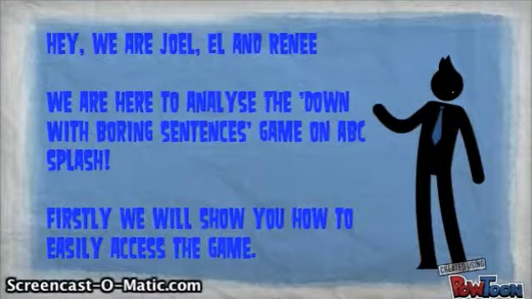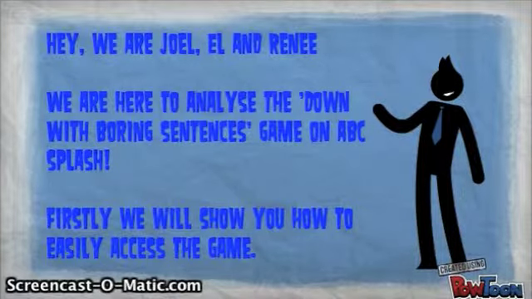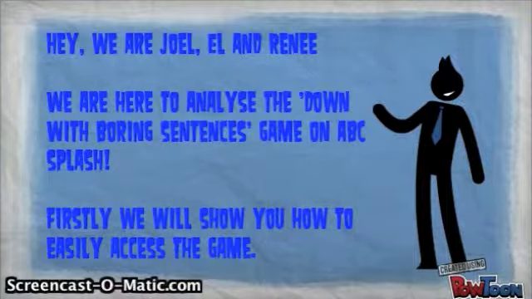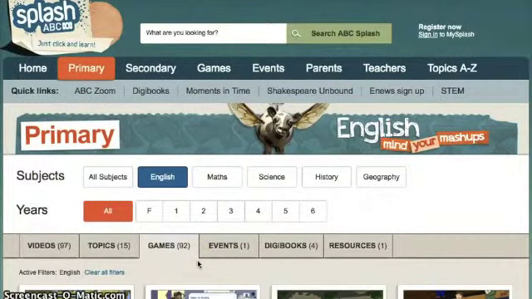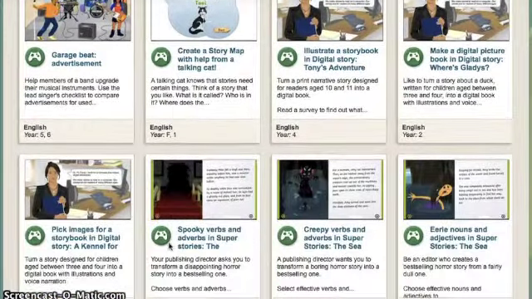Hi there! Today we will be analysing the Down with Boring Sentences, wonderful words and creative stories about the beach, and other similar literacy story building games. The game can be accessed by logging onto the ABC Splash website, clicking on the Primary, English and Game filters. This is a literacy and English-based task aimed at Stage 2 learners. It will help the students think creatively about adjectives and descriptive language, whilst also improving the students' vocabulary and their writing skills.